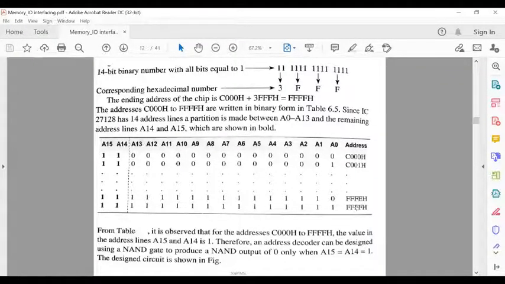In this way you can calculate any one address if the other is already mentioned. Is it clear? Tell me, do you have any doubt? How can you calculate the ending address or starting address?